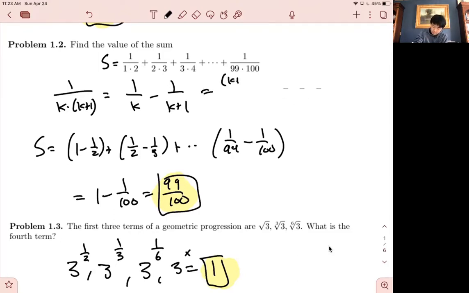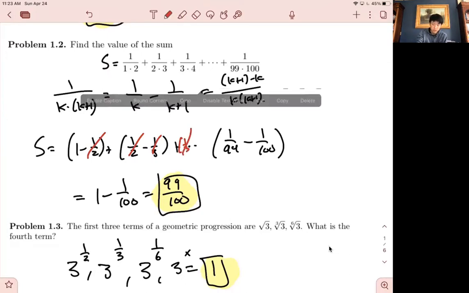because this is like k plus 1 minus k over k times k plus 1. So then our sum S becomes 1 minus 1/2 for the 1 over 1 times 2, plus 1/2 minus 1/3 for the 1 over 2 times 3 term, all the way up to 1 over 99 minus 1 over 100. Then we can cancel terms: this and this cancel, this and that cancel, and so on. So we get 1 minus 1 over 100, which gives 99 over 100. Okay.